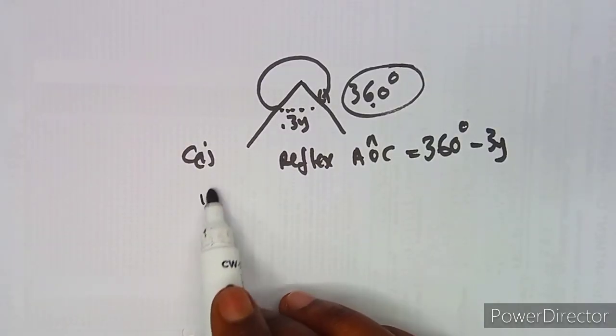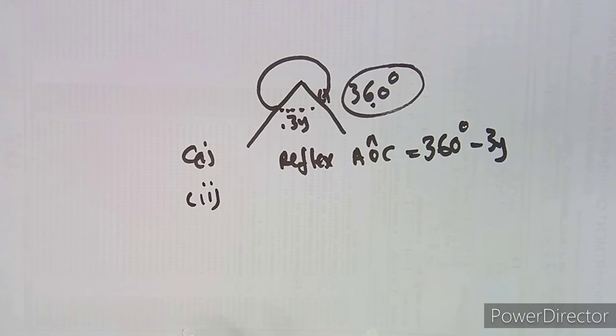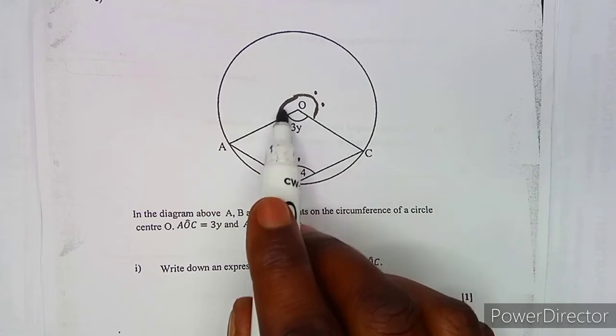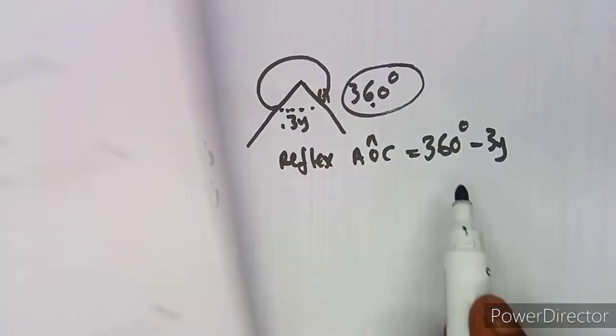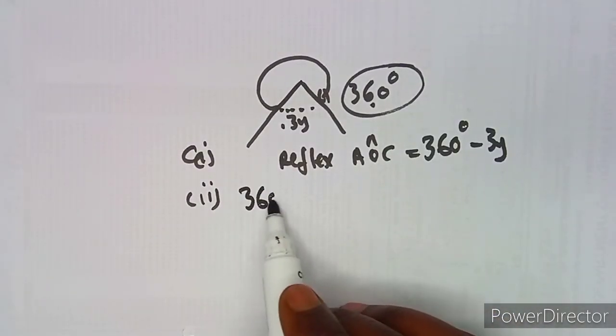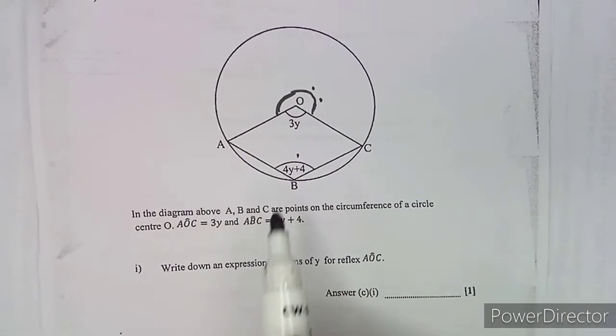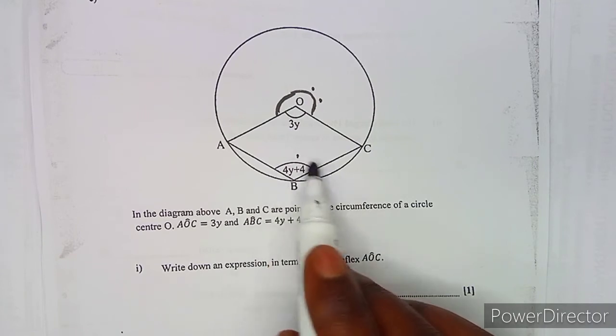So you can formulate an equation using this theorem to say that the angle at the center is twice the angle at the circumference, or the angle at the circumference is half the angle at the center. So if this angle at the center, the one that we just obtained, which is the reflex, 360 degrees minus 3y, is equal to twice the angle at the circumference, because it's twice.